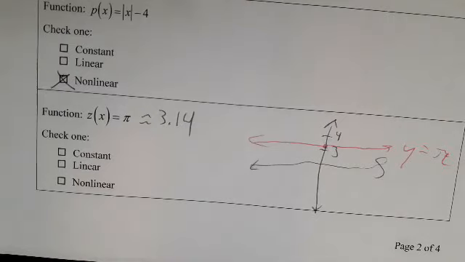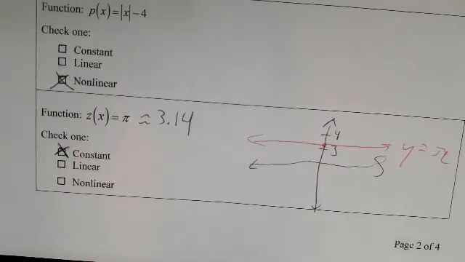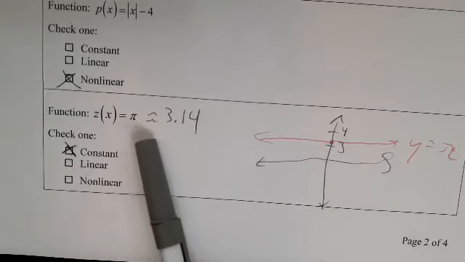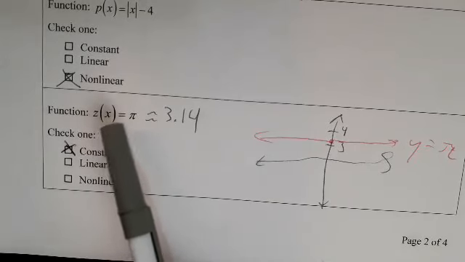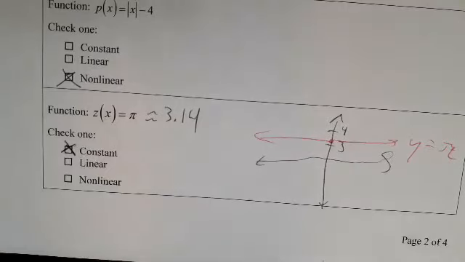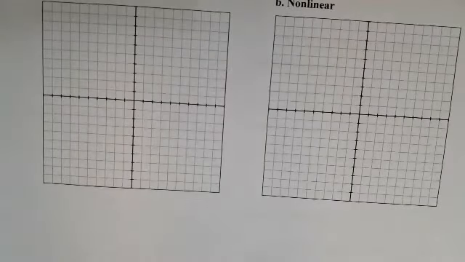Okay, and so that's a lot of talking to say this thing is a constant function. It does not go up and down. It is just y equals that 3.14. z of x equals pi. You might notice there is no x in this thing, even though we're trying to plug an x into our function. There's no x to plug in. It's just a number. Okay. And so we move on to page 3.